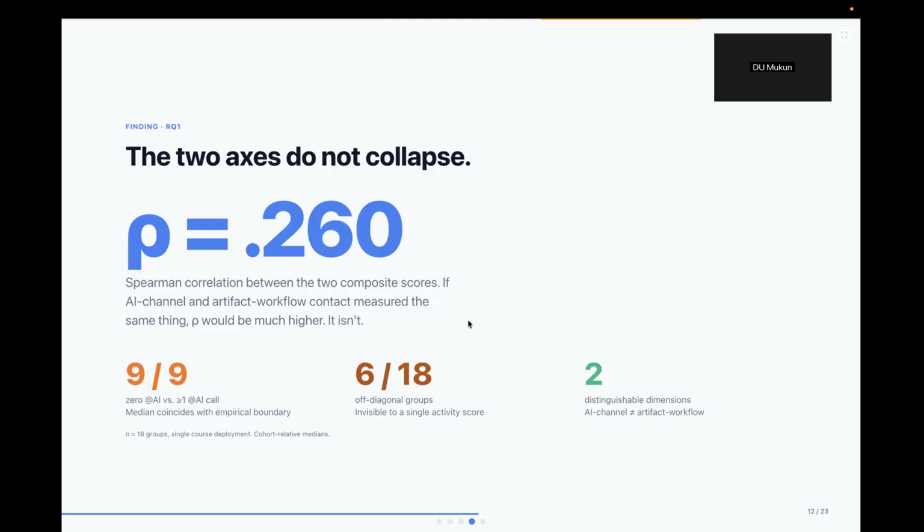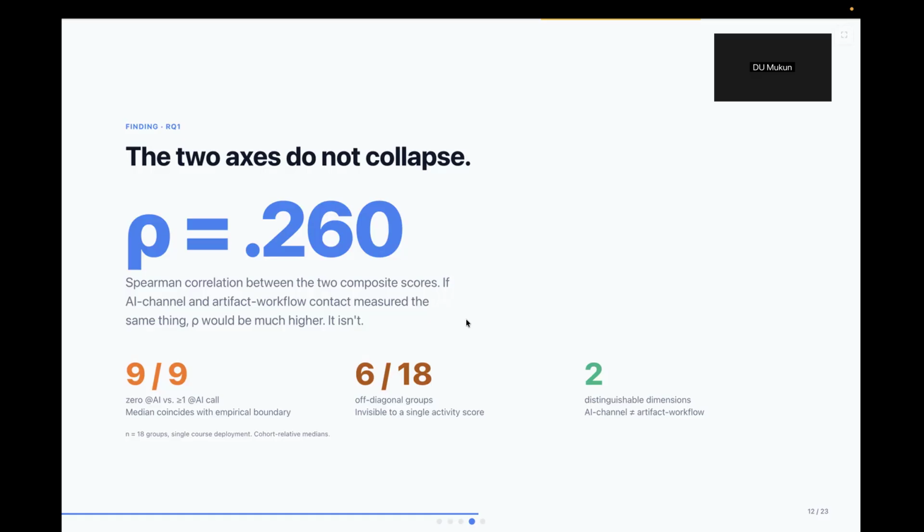And here are also our three numbers in the bottom. The first is that we found that over 18 groups, there are 9 groups did not use @AI function at all. And there are also 9 groups, they used at least one @AI message. So this is a very good split between the two way of using.